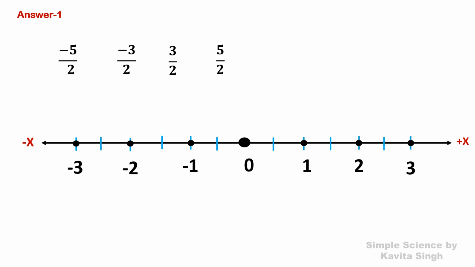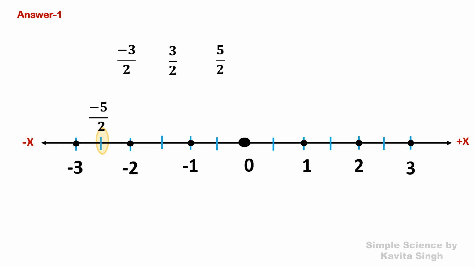Now where is -5/2 on the number line? We have divided every value in 2 parts. Now we need -5/2. Minus means on negative axis and 5 means 5 steps. So let us take 5 steps on negative side. So we get 1, 2, 3, 4, 5. Yes, 5 steps on negative side. We have got our first value -5/2.